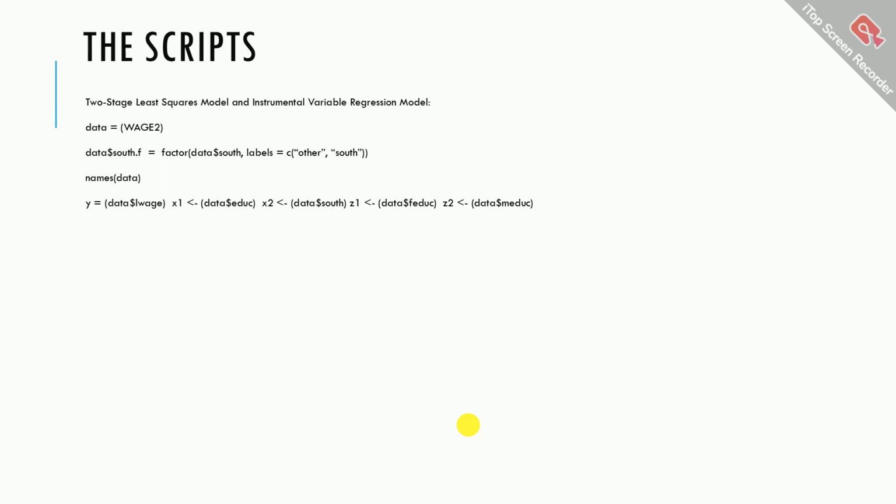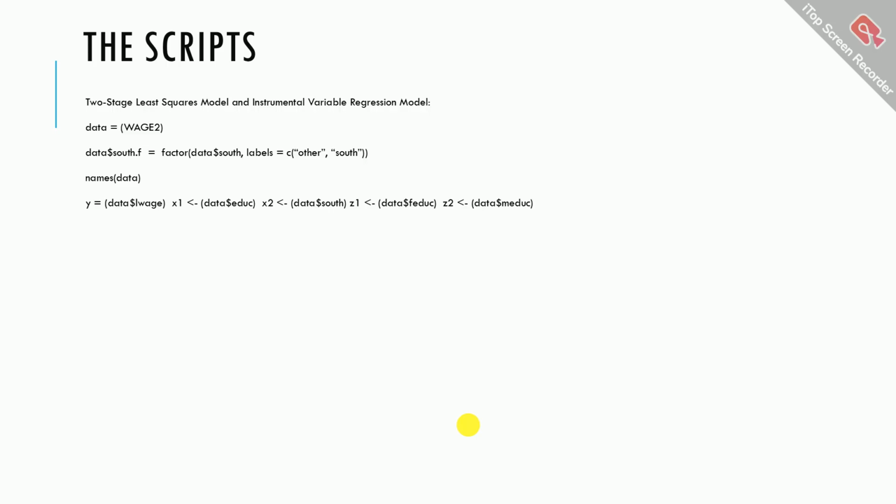Then I'll be using two instrumental variables instead of education, and the instruments that I'm using instead of education are father education as well as mother education. So I'll be doing this in two different ways. One, I'll be running an instrumental variable regression, and secondly I will be using two stages least square.